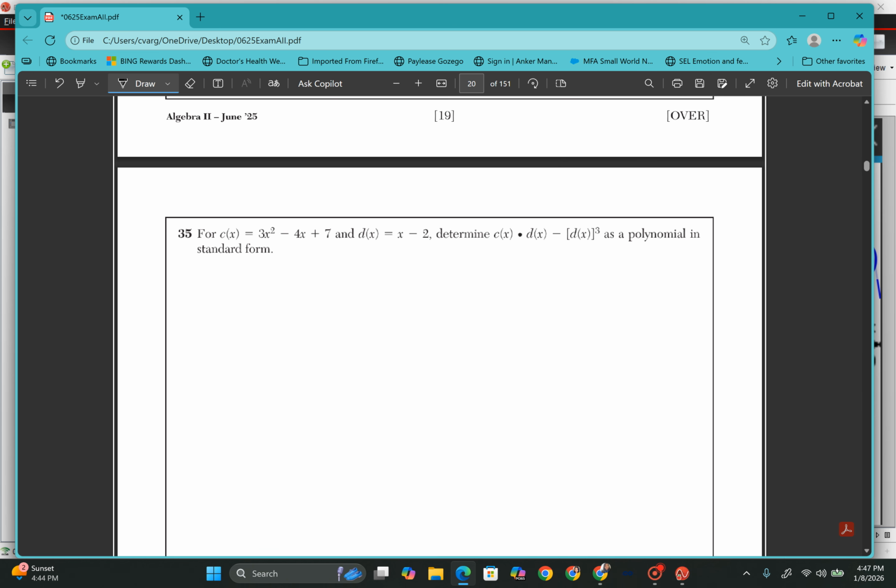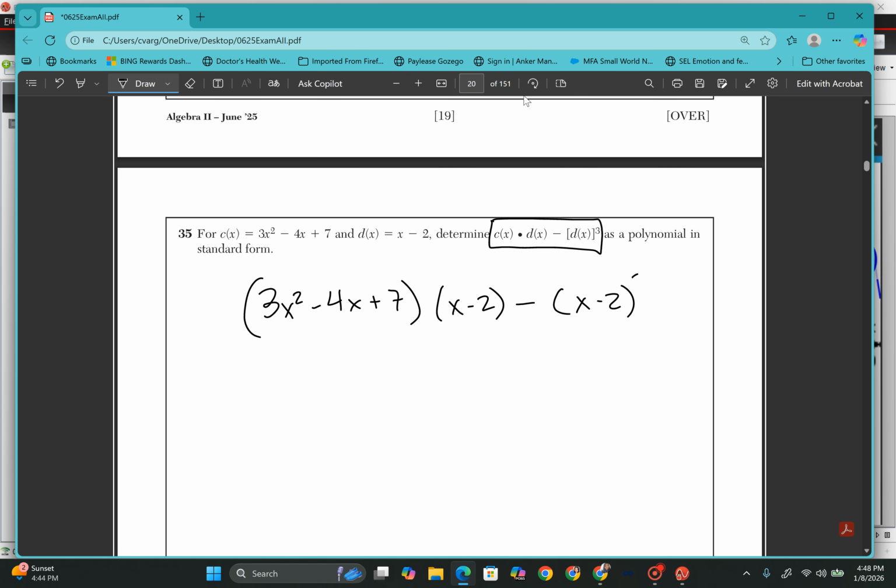Number 35, you could have completely done as long as you followed this. They want us to write it as a polynomial in standard form. Cool. So c of x is 3x squared minus 4x plus 7. We are going to take that and multiply it by d of x, which is x minus 2. And then from that, we're going to subtract d of x to the third, so minus (x minus 2) to the third power.